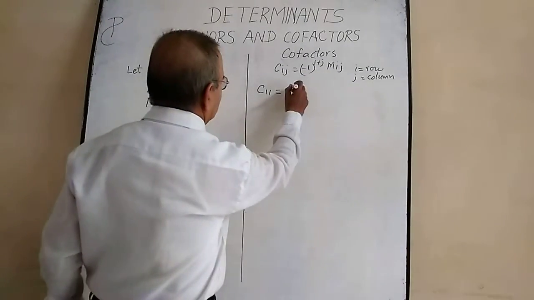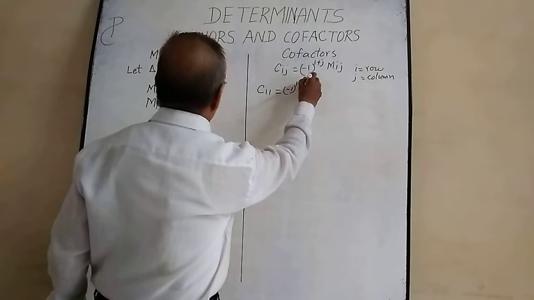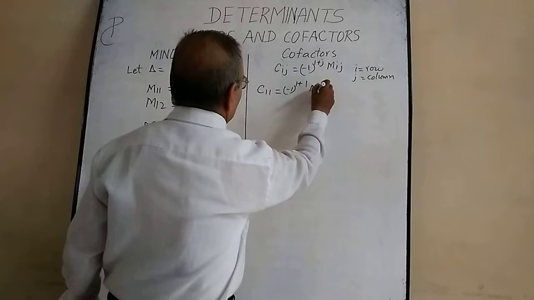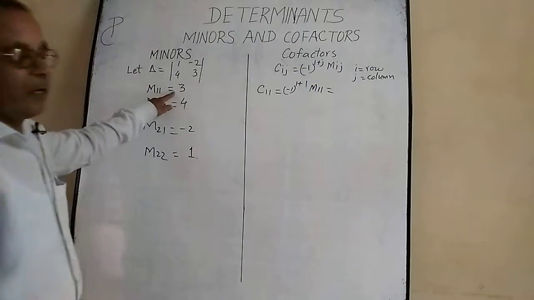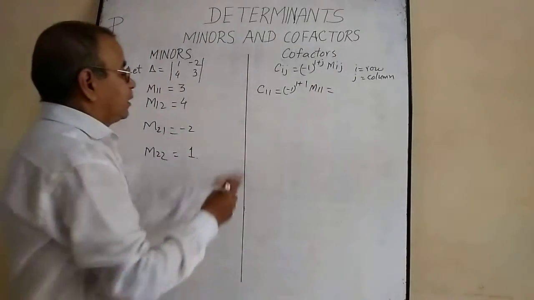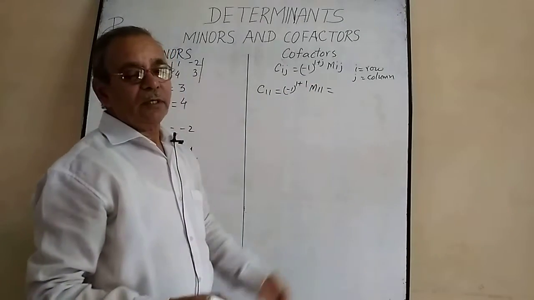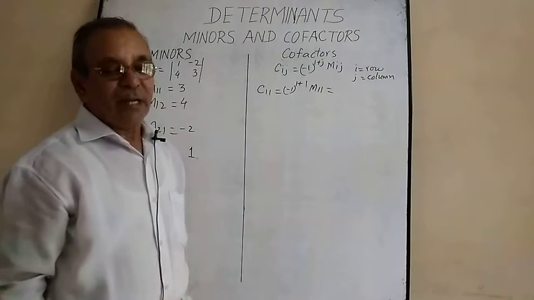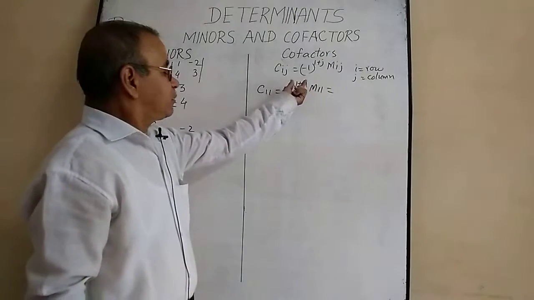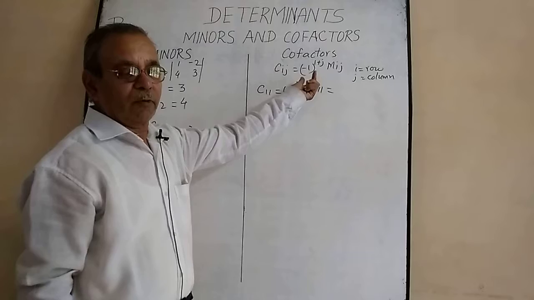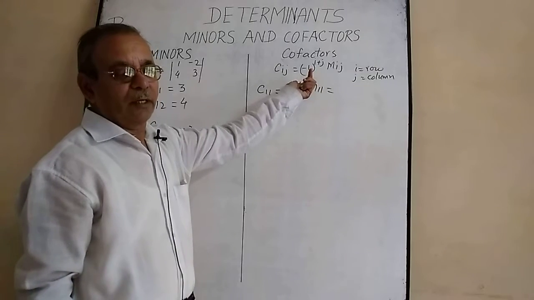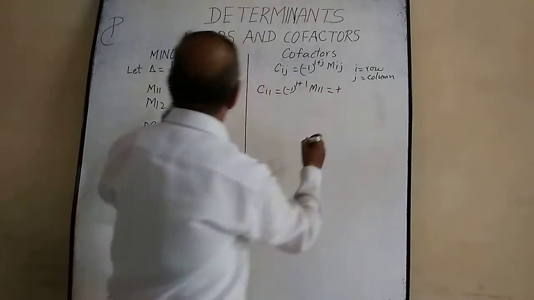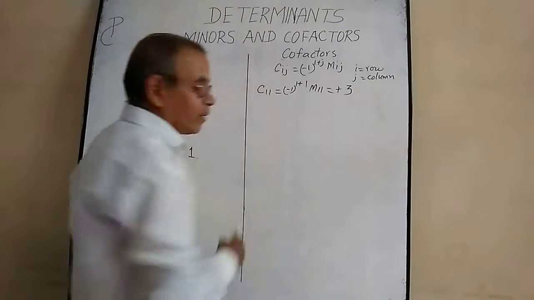So C11 is -1 to the power 1 plus 1 times M11, and the numerical value of M11 is 3. In -1, if the power is even then it is plus, and if it is odd, like -1 to the power 3 or -1 to the power 5, then it becomes minus. So this is equal to plus, and the value of M11 is 3.